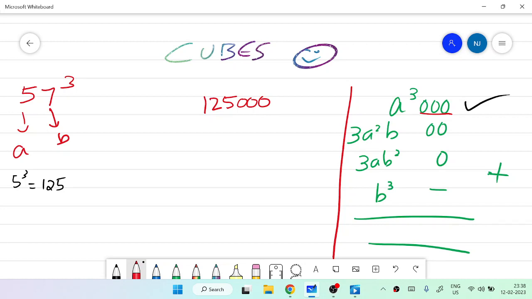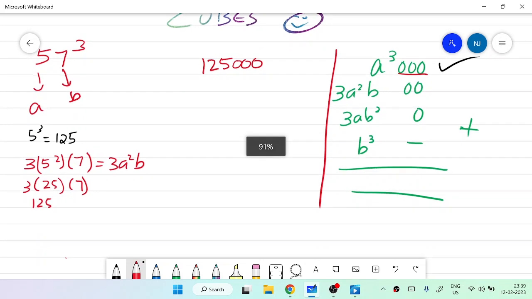Then 3A square B. Therefore, 3 into A square, that is 5 square, into B, which is 7. So 3 into 5 square is 25 into 7. So 3 into 25 is what? 125. Understood? 3 into 25 is 125. 125 into 7.